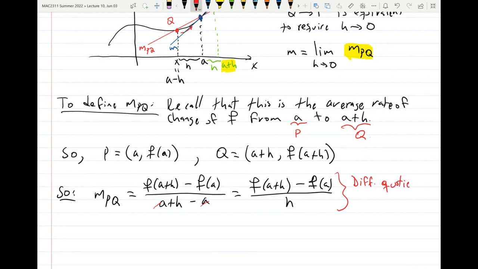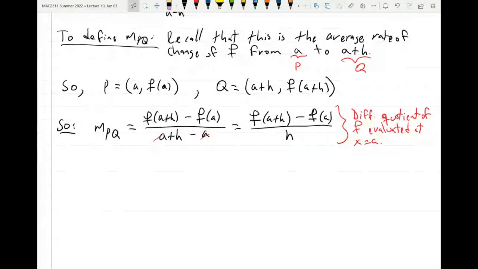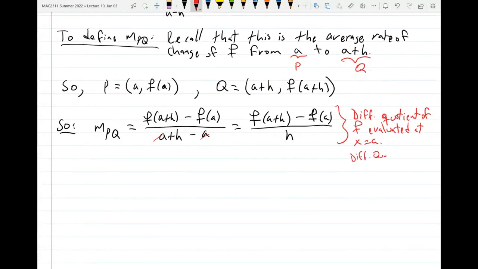evaluated at x equal a. So remember, the difference quotient was the expression f of x plus h minus f of x over h.